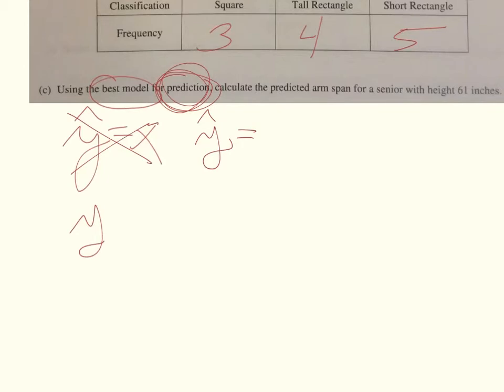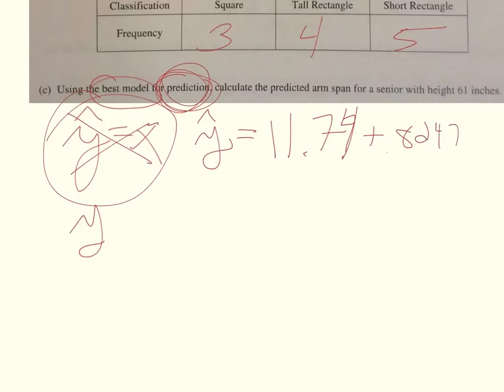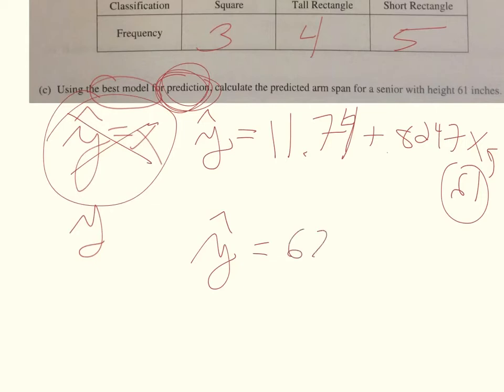So a big mistake people are going to make is they're going to do like I did, and start using that equation, when the reality is, oh no, they changed the emphasis. y hat equals 11.74 plus 0.8247x. So you plug 61 in for x, do the algebra, and we get y hat equals 62.05 inches.